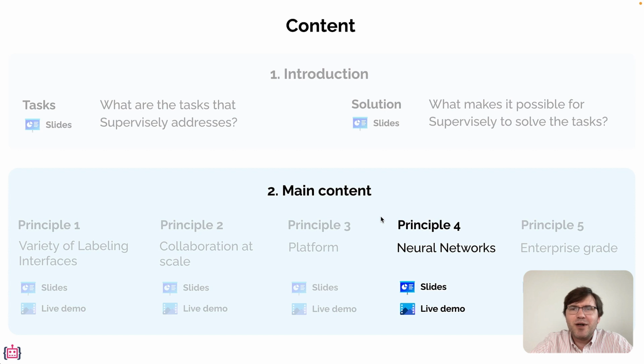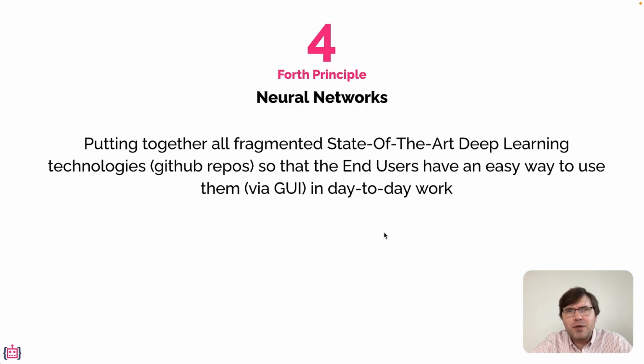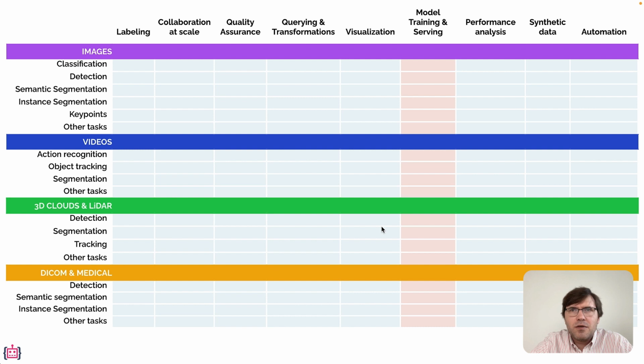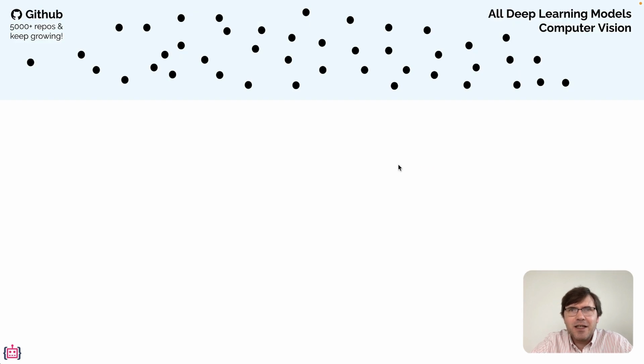Colleagues, let's speak about principle 4, which is neural networks. Neural networks in Supervisely is about putting together all fragmented state-of-the-art deep learning technologies or GitHub repositories so that the end users have an easy way to use them via graphical user interface in the day-to-day work. So, neural networks is related to the following column in the task matrix. And let's illustrate it with the following example.